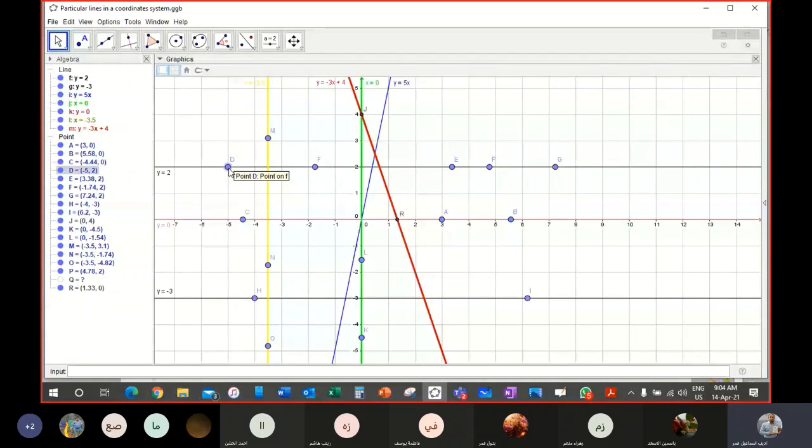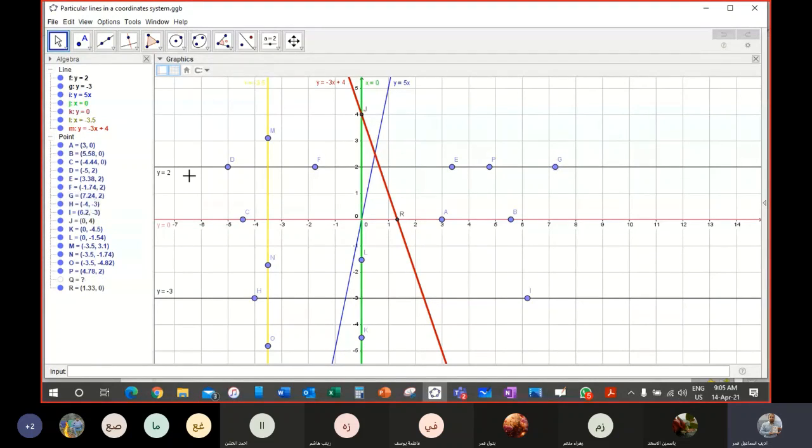Look at point D, its coordinates are (-5, 2). Look at point F, its coordinates are (-1.74, 2). Look at point E, its coordinates are (3.38, 2). Look at point P, its coordinates are (4.78, 2). Look at point G, its coordinates are (7.24, 2).